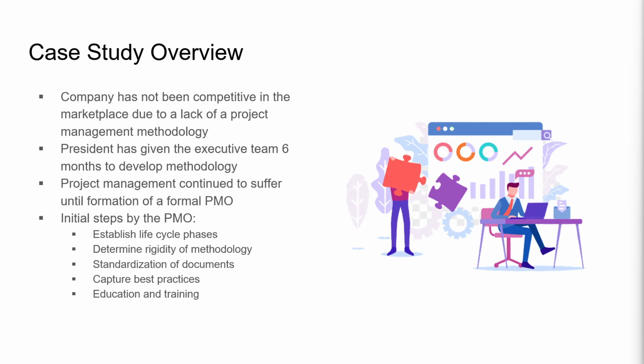This newly formed PMO decided there were 5 steps that needed to take place to implement a project management methodology for the organization. Establish lifecycle phases, determine how rigid the methodology should be, create a standardized document package, capture best practices within individual projects, and provide education and training to the rest of the company. Over the allotted 6-month period, the PMO would provide the executive team with monthly updates and progress reports, as well as a final briefing at the end of implementation. Now that we are familiar with the case study, let's discuss the project lifecycle and phases.